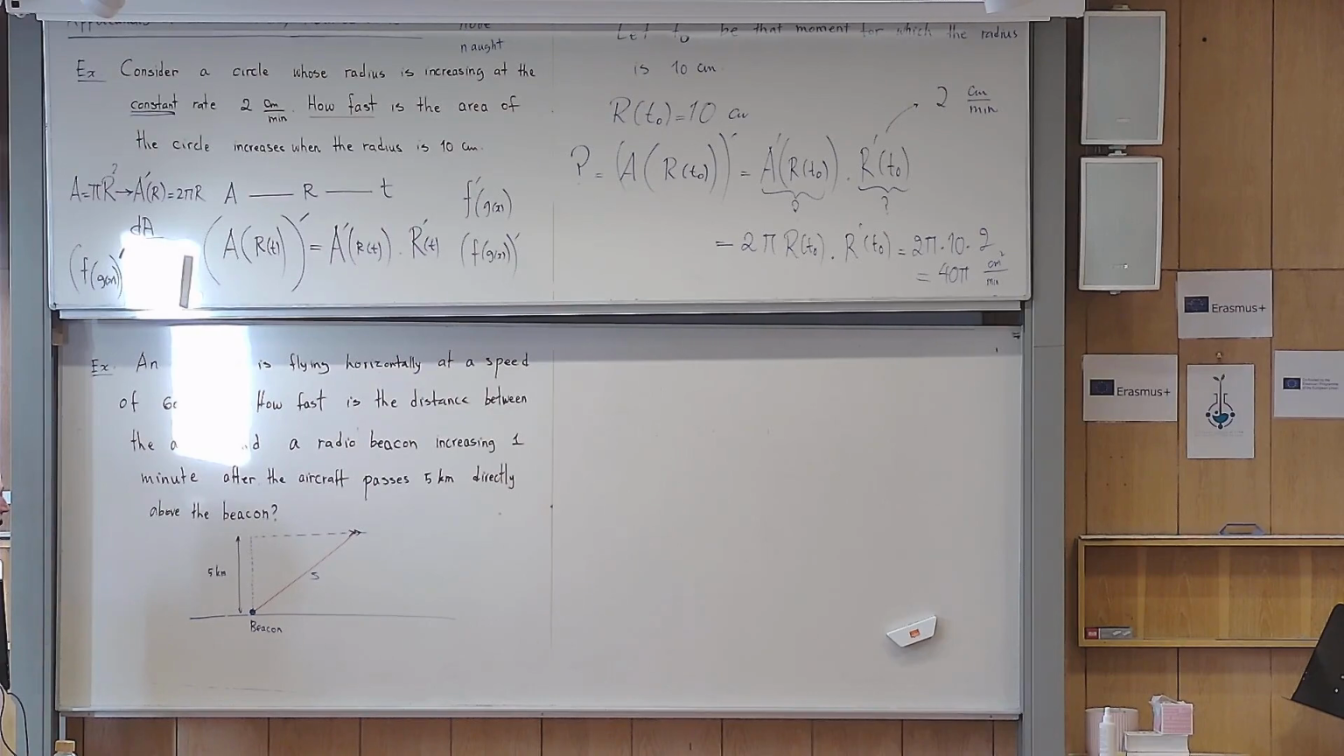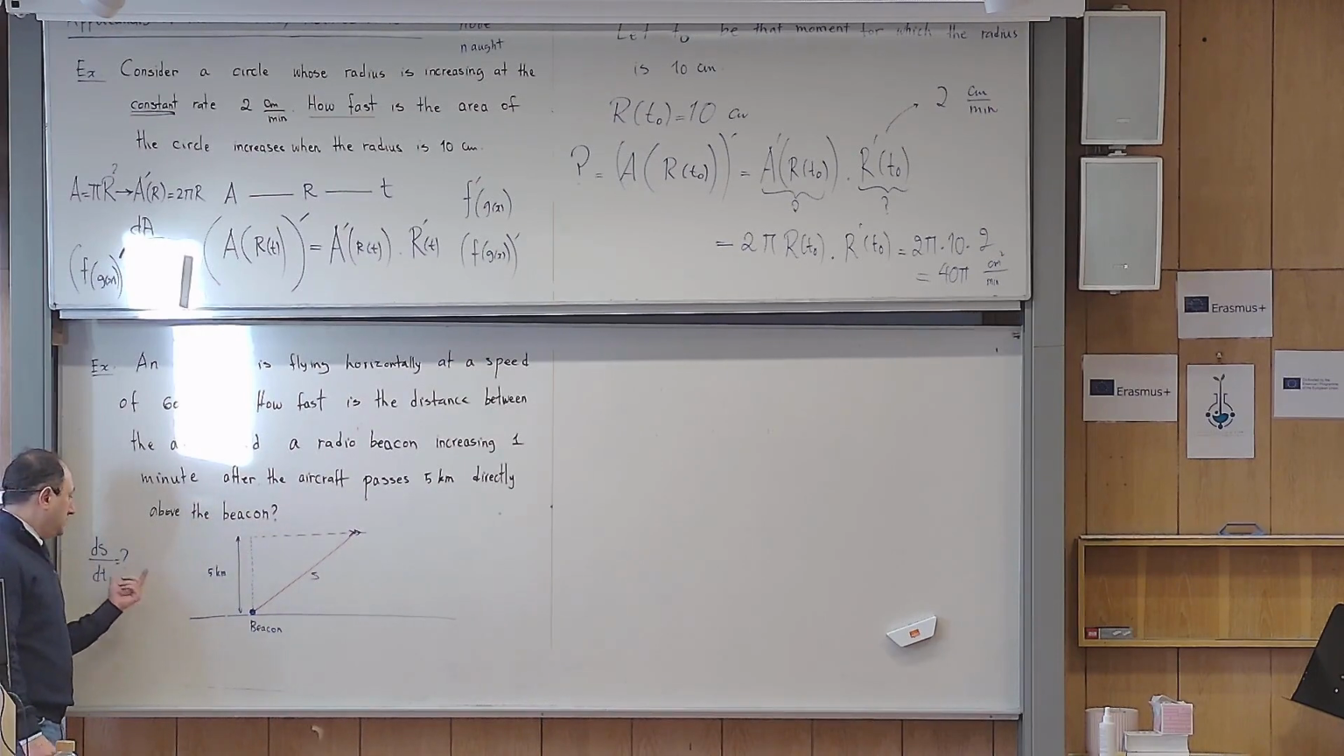Okay, so what are we interested in? We are interested in calculating how fast this distance is changing. It means that we are interested in calculating the derivative of that quantity with respect to time. But I have to write it in a way that I can differentiate it. S is just the distance. How can I differentiate it?